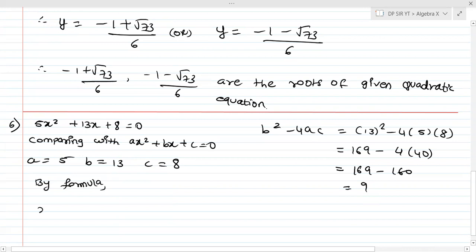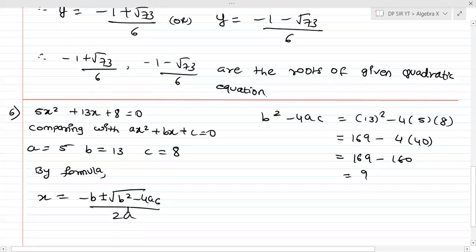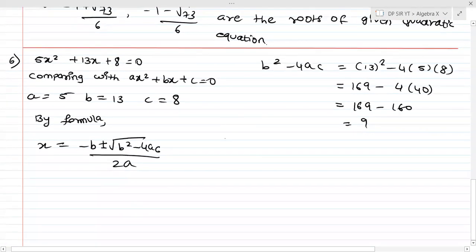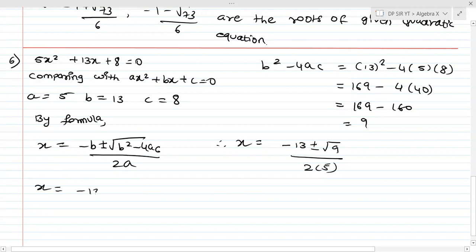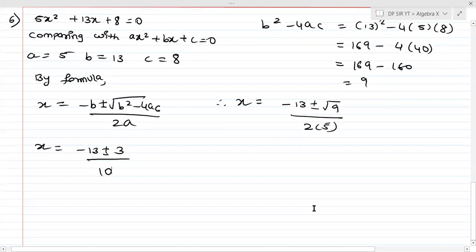So by formula method, your coefficient is x is minus b plus or minus under root of b square minus 4ac upon 2a. I hope अभी formula तो बाहर हो गया रहेगा. Therefore, you can just substitute. Therefore, x is equal to minus b, that is going to be minus 13 plus or minus under root of b square minus 4ac, that is going to be 9 upon 2a, that is going to be 2 into 5. Therefore, x is equal to minus 13 plus or minus under root of 9, that is going to be 3 into 10. Okay, so now I want you all to solve it very neatly.